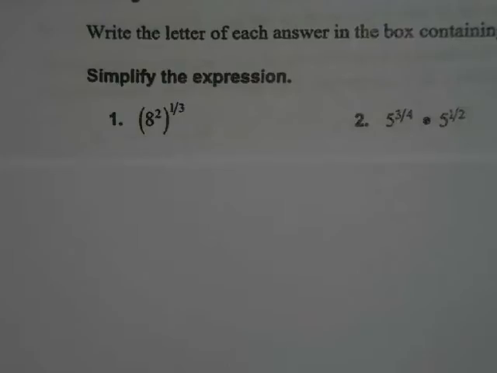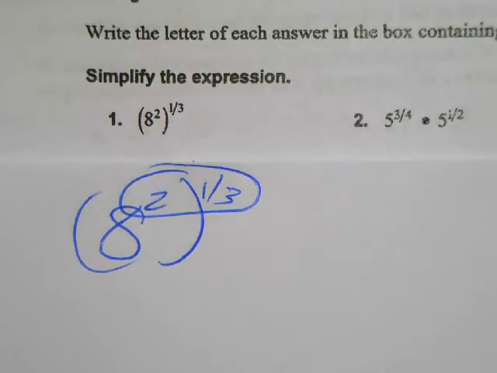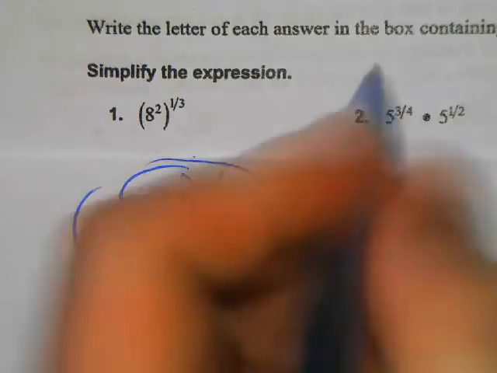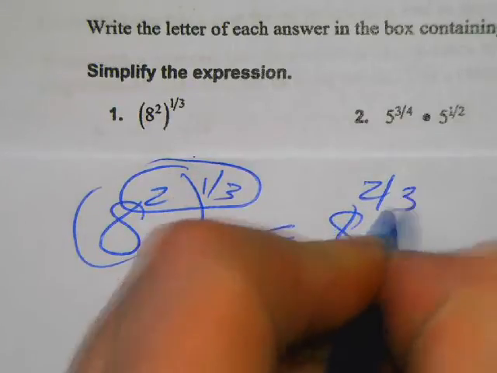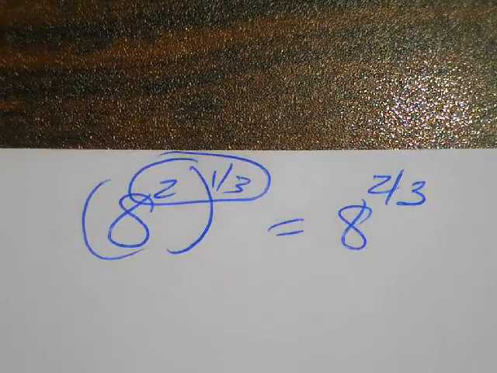So on the first one, we're going to look at 8 to the second power, and then we raise it to the 1/3 power. This is just a power of a power, and our shortcut means that we can multiply our exponents. So we're going to have 8 to the 2/3 power.